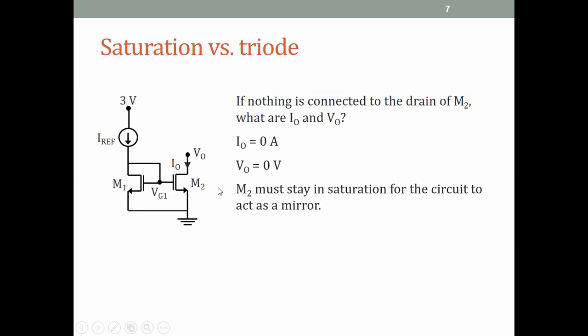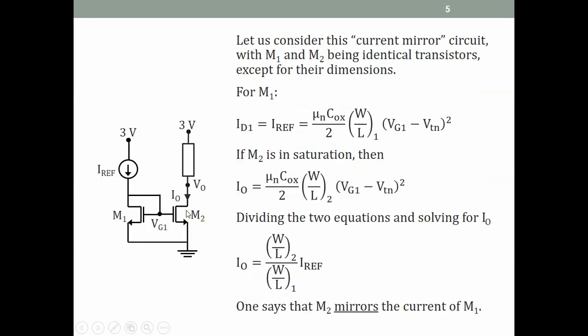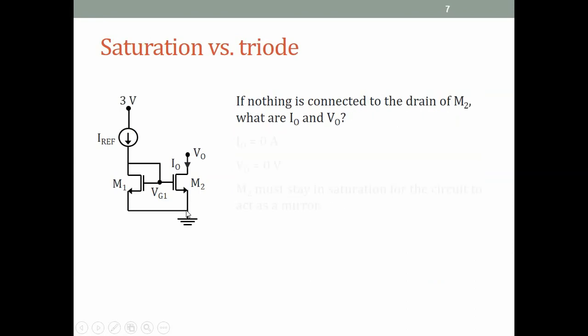Okay, a question arises. We built this circuit to make a current mirror, but if we go back, the original goal of this mirroring was that we want ID of M1 to be invariant with process and temperature. So why not just put a current source here, IRF, directly? Why do I have to have a mirror? I hope that question did arise in your mind before I asked it myself. So how do we answer that question?